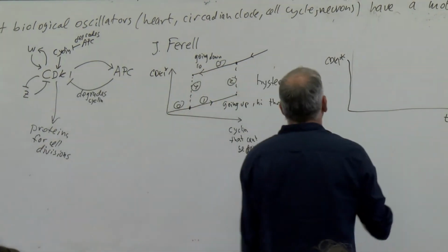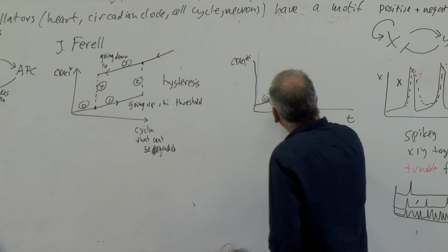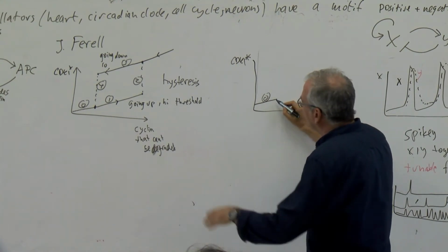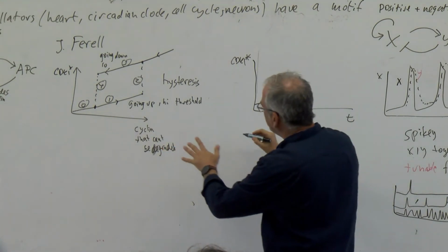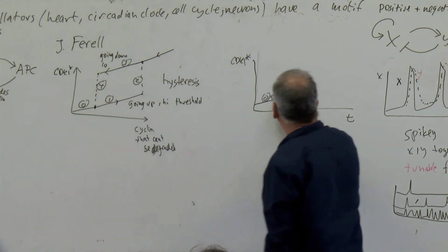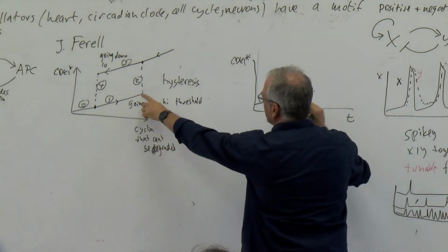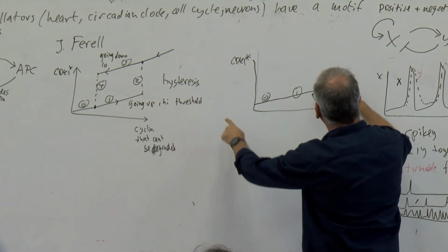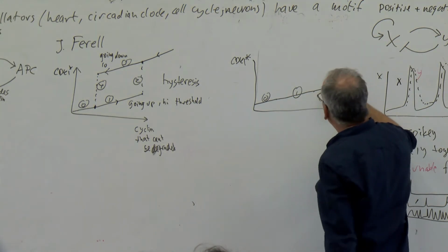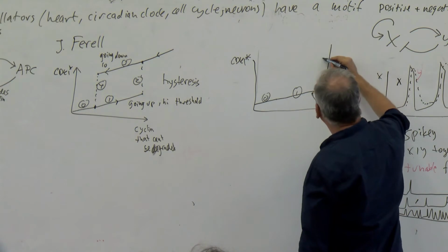So you see, it goes like this. So we start with a situation where APC is low. APC is low. It's not degrading cyclin. Cyclin is being made. It's building up, building up. When it reaches the high threshold, CDK1 shoots up to here.